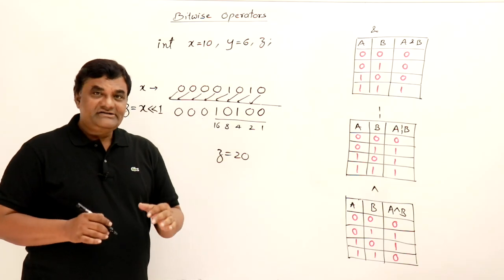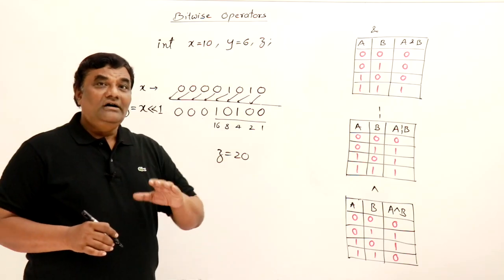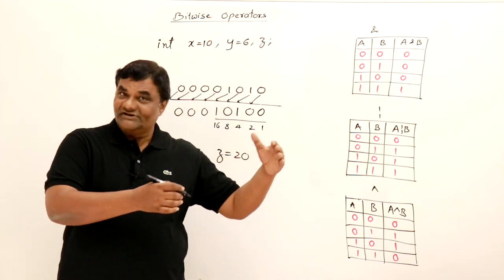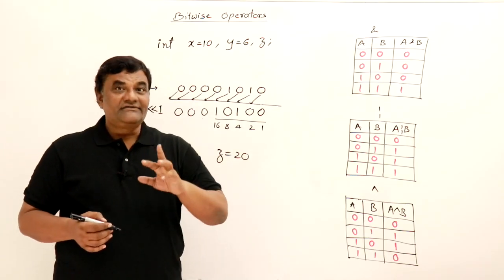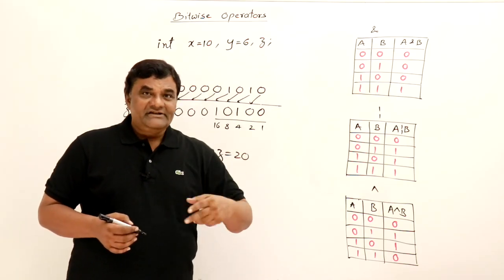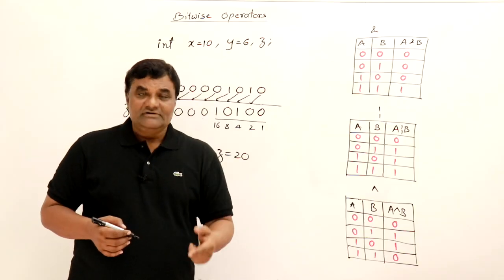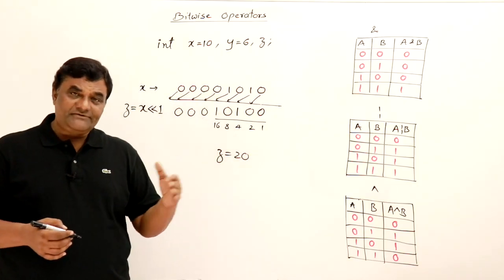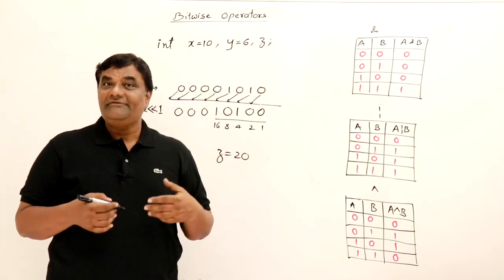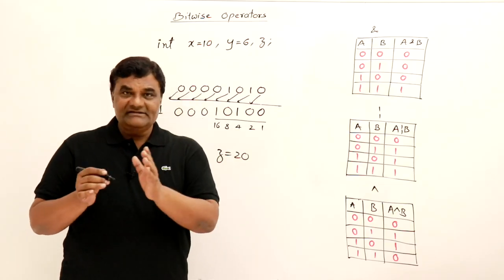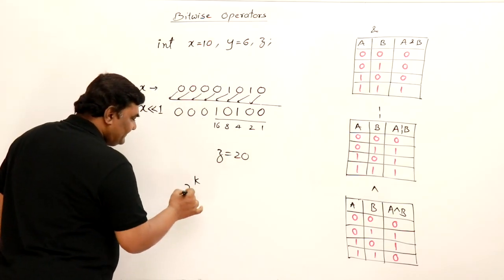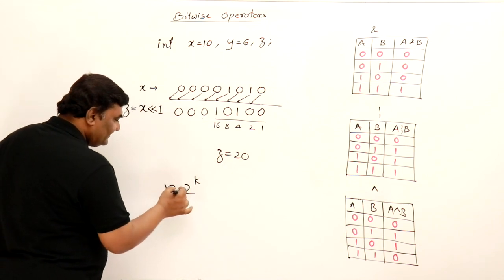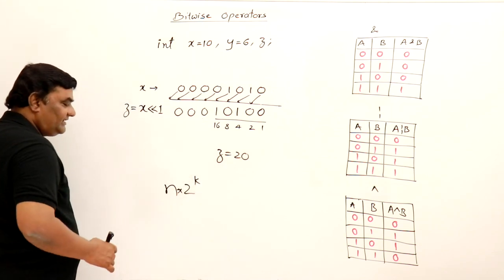Now this operation is a little bit related to arithmetic operation. When you left shift the bits of any number by one place, it will double the number, meaning it will multiply the number by 2. If you left shift by 2 places, then it will multiply by 4. So as many places as you are moving, suppose you are moving it by k places, then your number n will be multiplied by 2 power k.